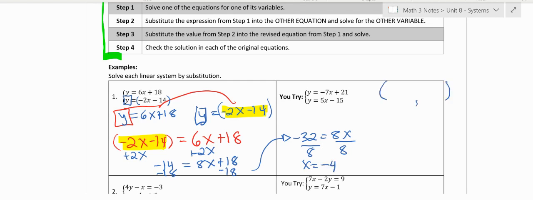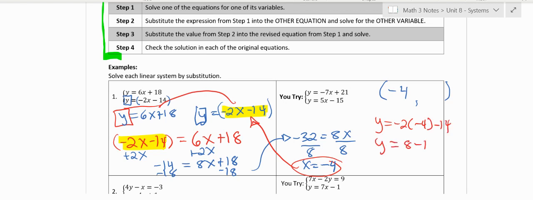And to finish the system off, we do need an x and a y value. So we're now going to go ahead and take that value of negative 4 and substitute it back into either of the two equations. I'm going to use that negative 2x minus 14, but you can use either one. We're going to get 8 minus 14, and we get negative 6. So our solution for that first one should be negative 4, negative 6. So our x value is negative 4, our y value is negative 6. I'm going to have you try out.